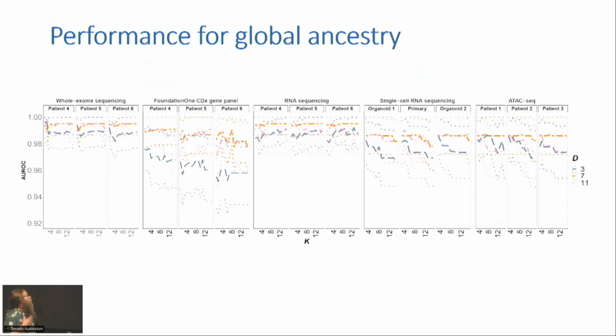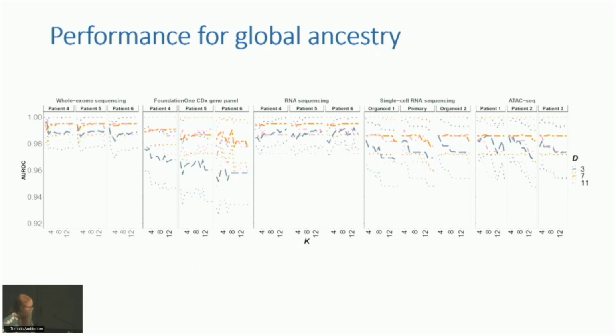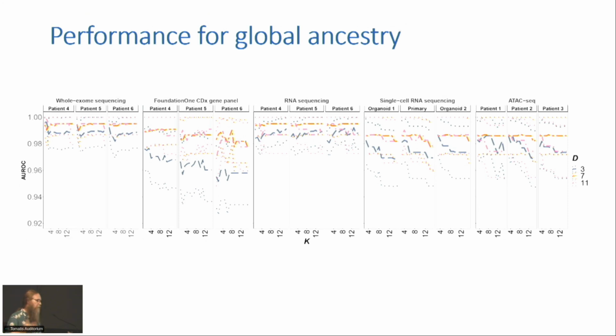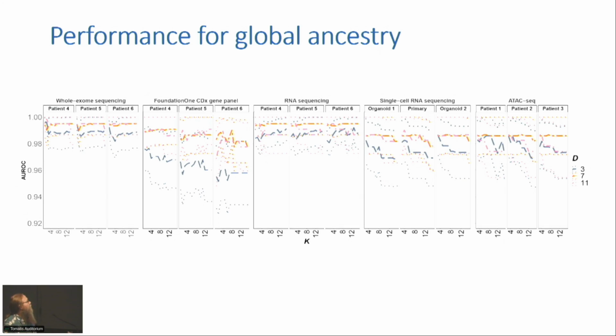If we look at the performance with the statistic data, for the whole exome, the Foundation One panel, the RNA-seq, the single-cell RNA-seq, and ATAC-seq, we have around 99%, except a little bit lower for the Foundation, because the Foundation is just something like 300 genes. And the rest is around 99, 98%.